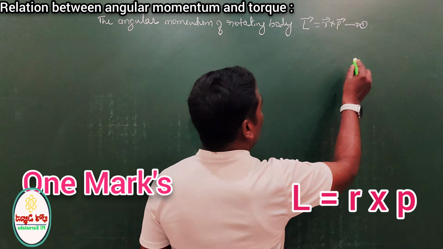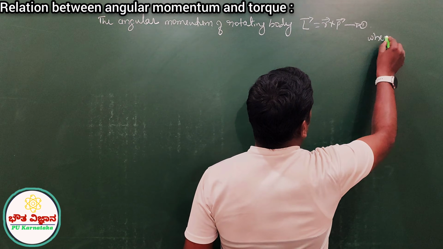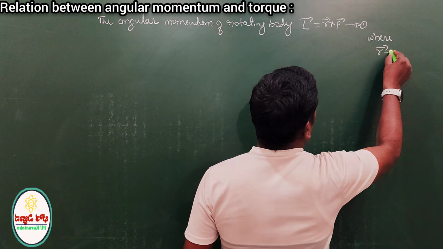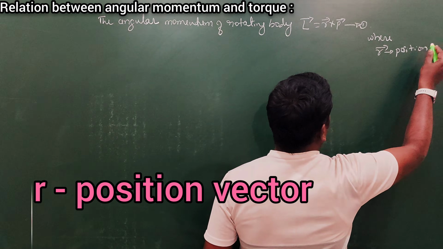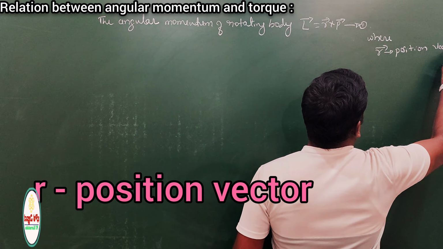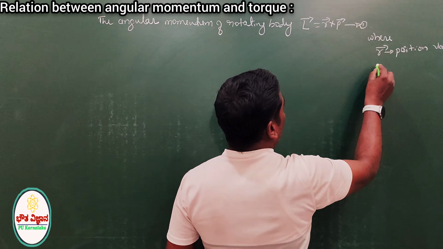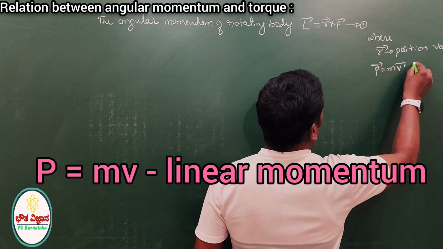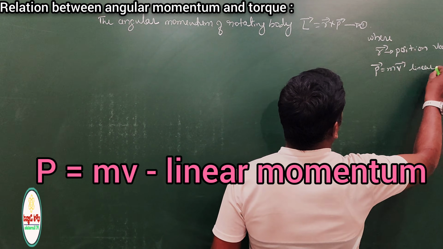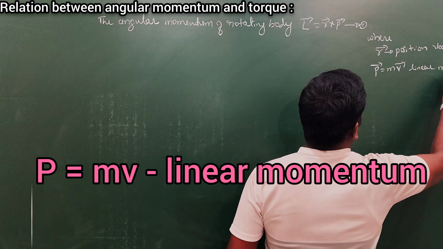Here r vector is called the position vector of the rotating body. Next, p equal to m into v. This is called linear momentum.